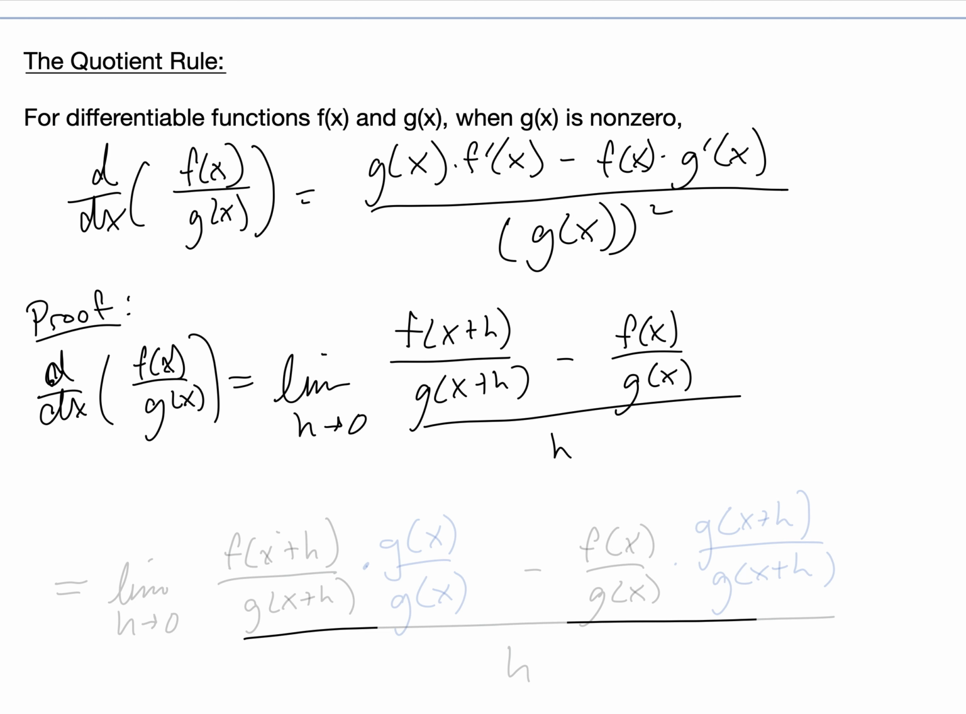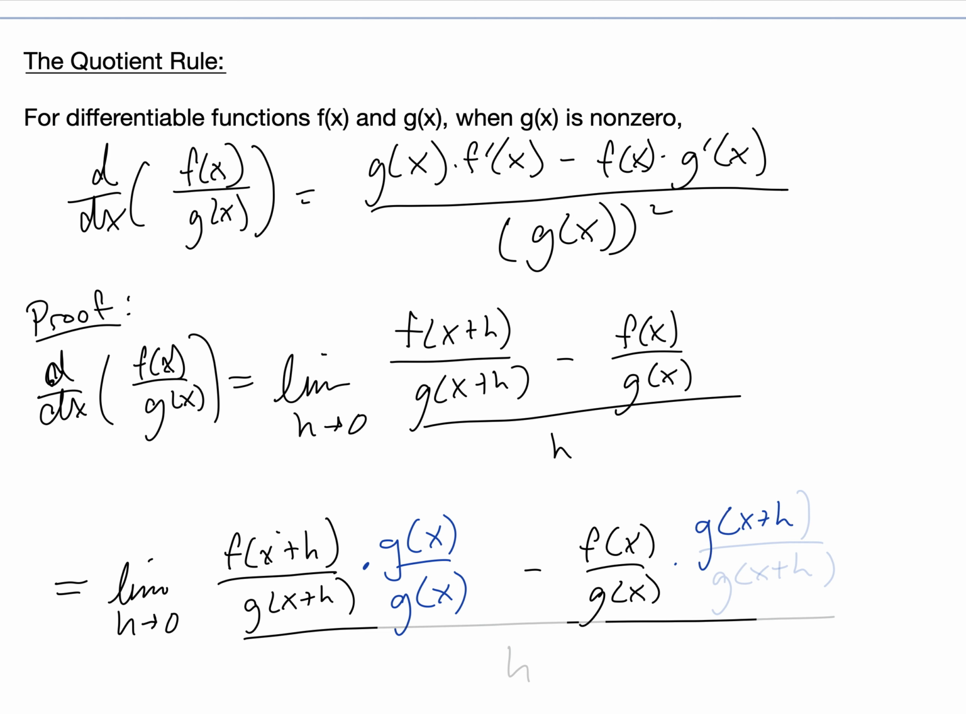Now to simplify that, let's get a common denominator between those two fractions. So this is the limit as h goes to 0 of f of x plus h over g of x plus h minus f of x over g of x. And we're going to get a common denominator between those two fractions. So we'll multiply both of them by the denominator of the other. So multiply by g of x over g of x, multiply by g of x plus h over g of x plus h. And this is still all divided by h.